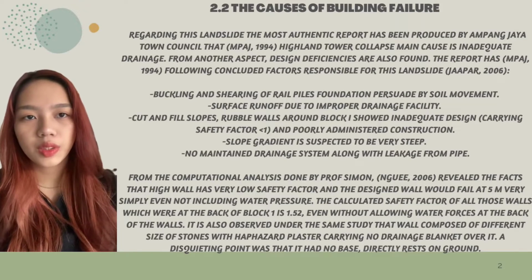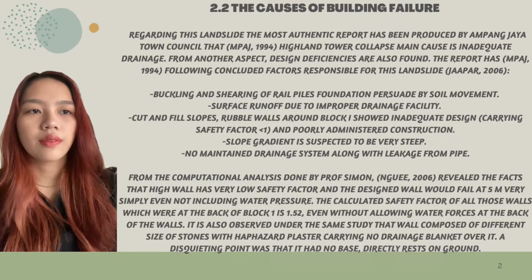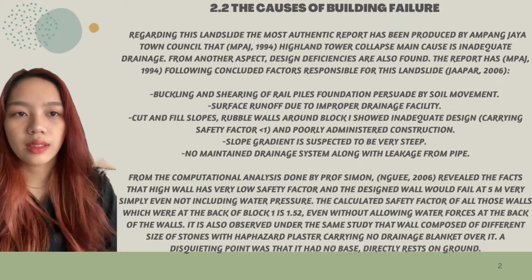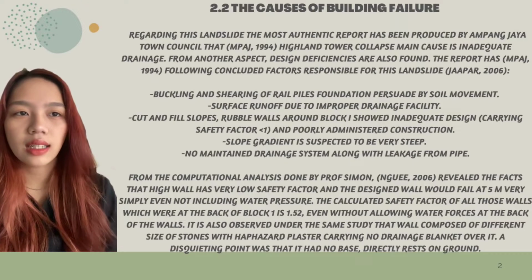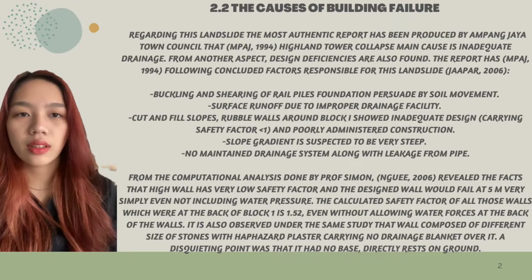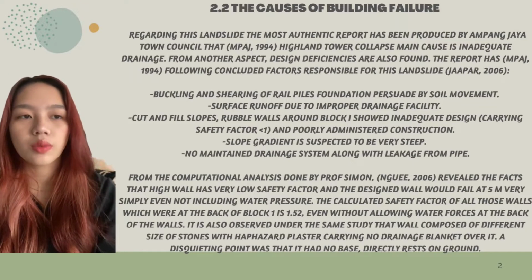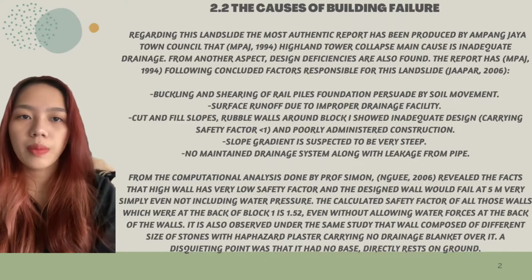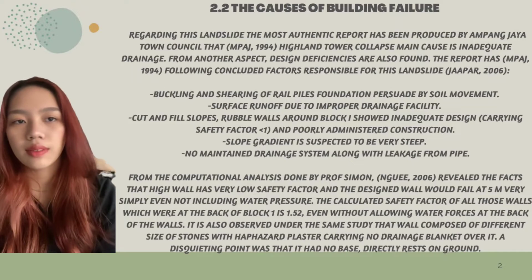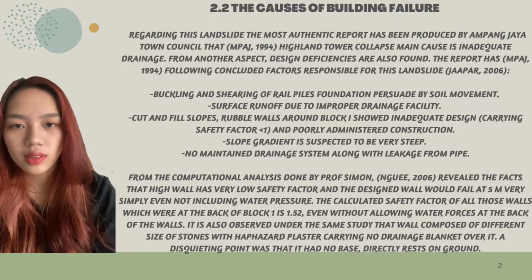The computational analysis done by Prof. Simon revealed the fact that the high wall had a very low safety factor, and the design wall height was 5 meters, very simple, not even including water pressure. The calculated safety factor for all those walls, which were at the back of Block 1, is 1.52, even without allowing for water force at the back of the walls.